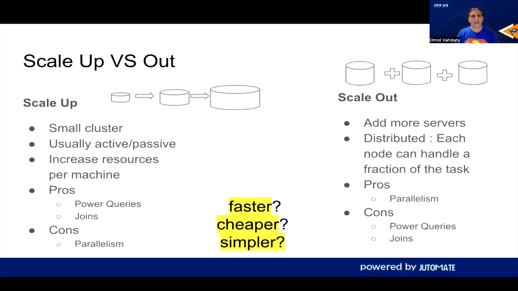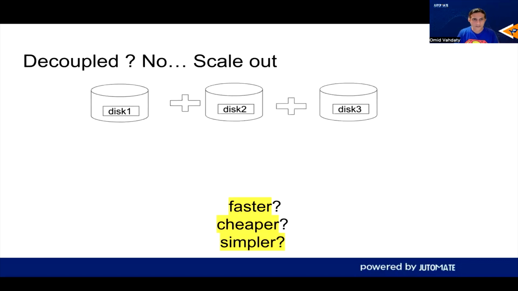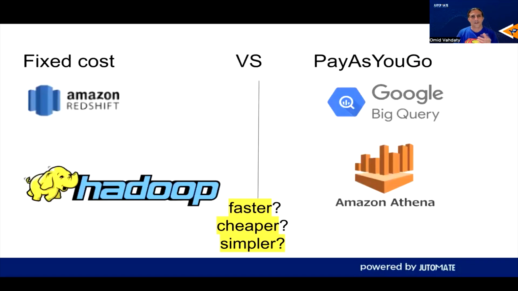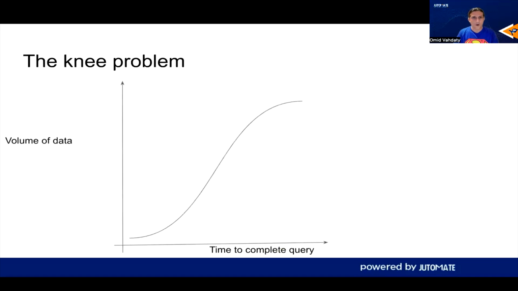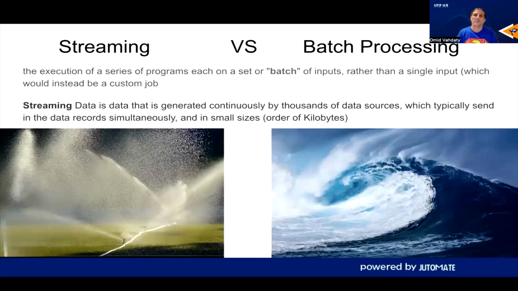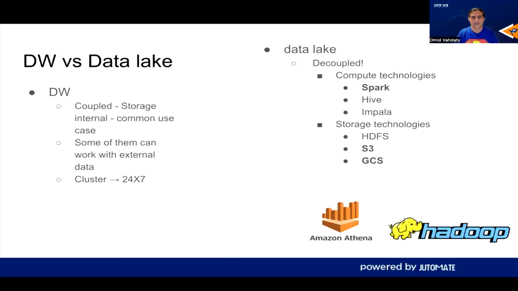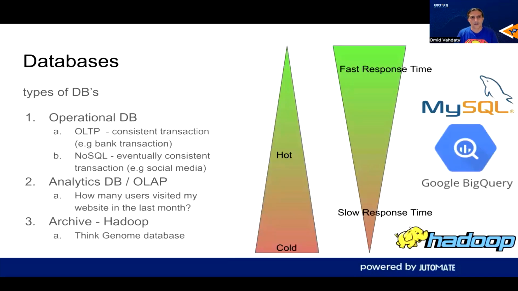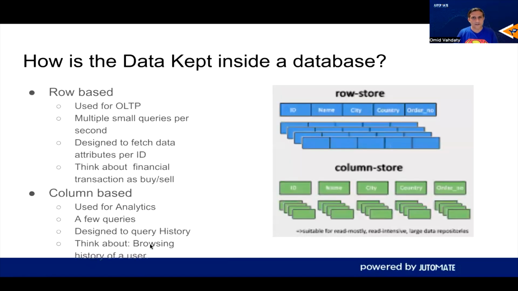We introduced the scale up versus scale out concept, decoupled architecture, fixed cost versus pay as you go, the knee problem, which causes your big data scalability issues, streaming versus batch, data warehouse versus lakehouse, type of databases, which are operational, analytical, and archive, type of storage, which is row-based or columnar.